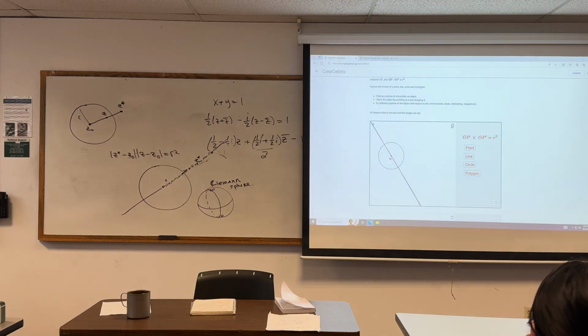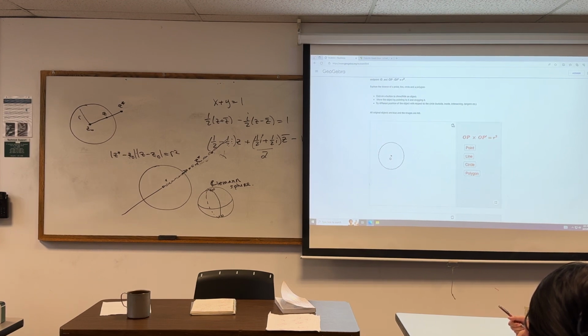All right, let's clear this up and let's look at lines. So I guess the point that I wanted to make there was that the inversion of a line is a circle unless that line goes through the center of the circle we're inverting.